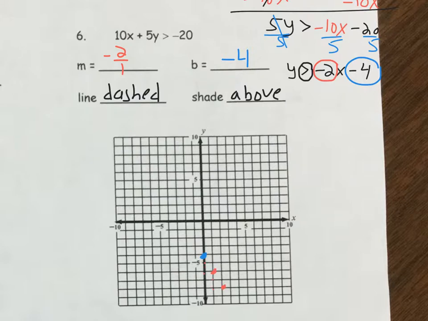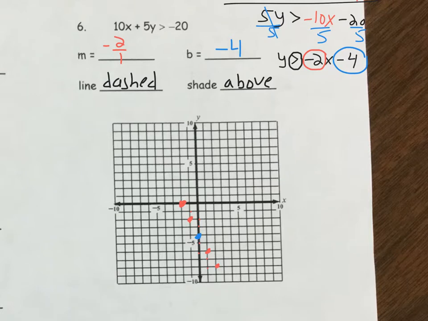We can also go the opposite way. We can go up 2 over 1. And that should be enough dots there. You don't have to draw a bunch of dots, just enough to connect a line. All right, so I'm going to draw a line straight through these dots.